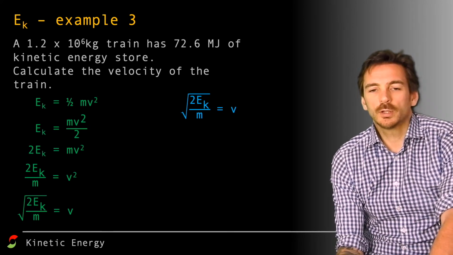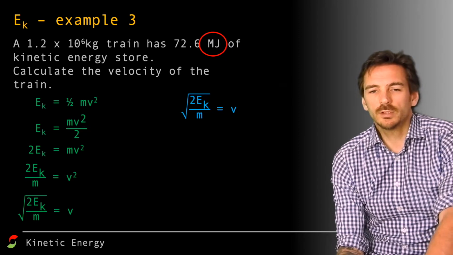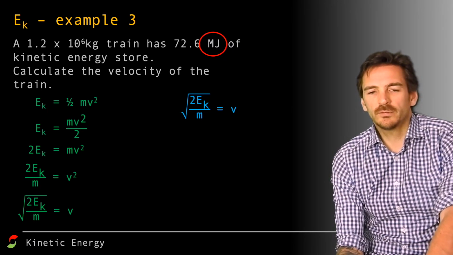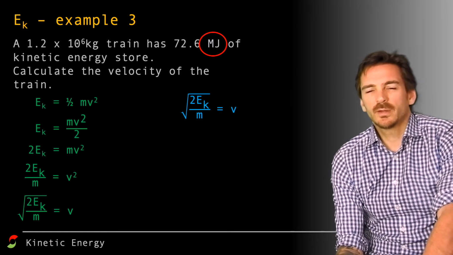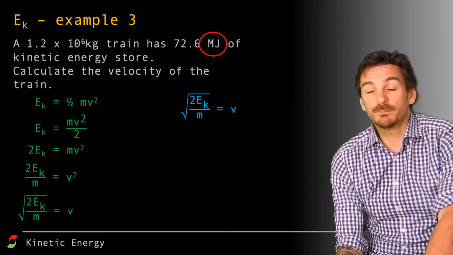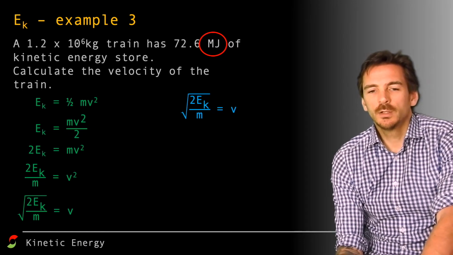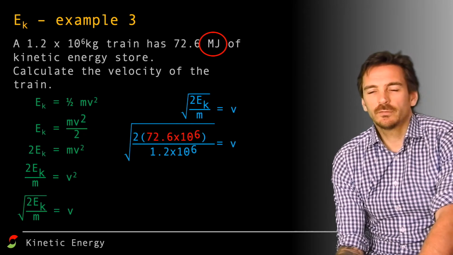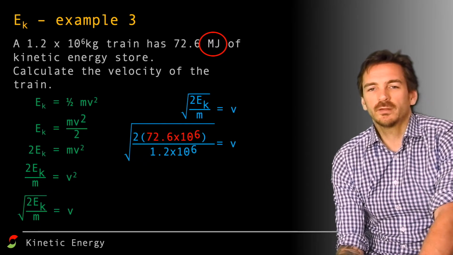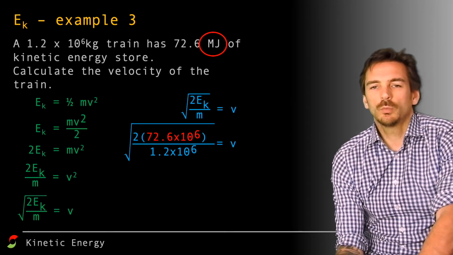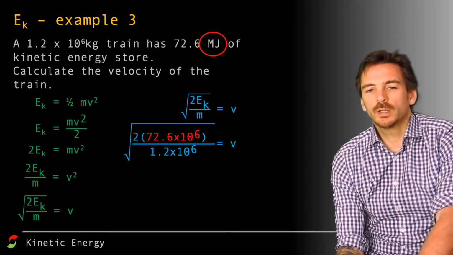So now we can check the units. Now in this one, the units are a bit strange. So we've got 72.6 MJ. So that capital M means mega. It means times 10 to the 6, a million. So when we're writing that out, 72.6 times 10 to the 6 is the same as 72.6 megajoules. So we've got to make sure we're writing joules in our equation.